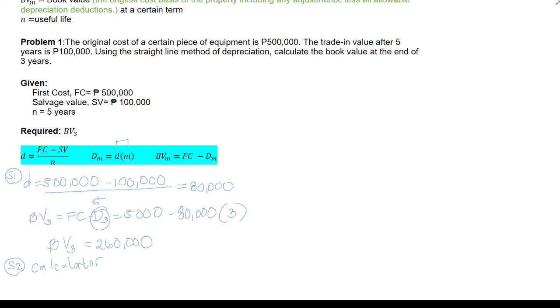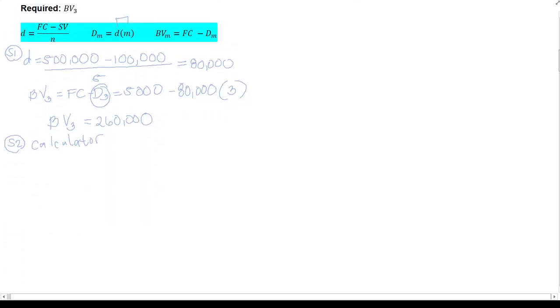Okay, so if we are going to tabulate that one, we have here x and this is your y. x represents the years, the number of periods, that is the time, and y is the book value. At time 0, the first cost is 500,000. And then at the fifth year, that is the salvage value already, 100,000.